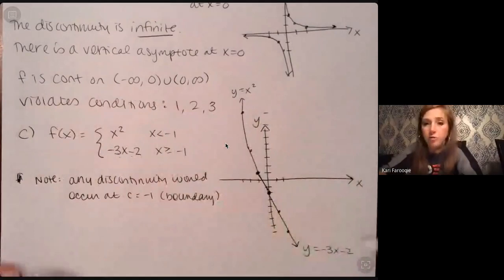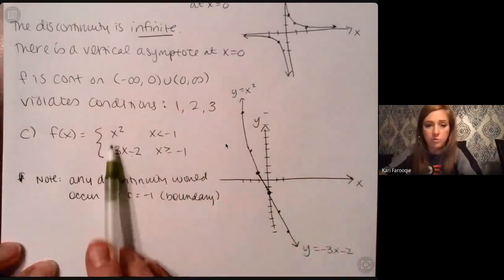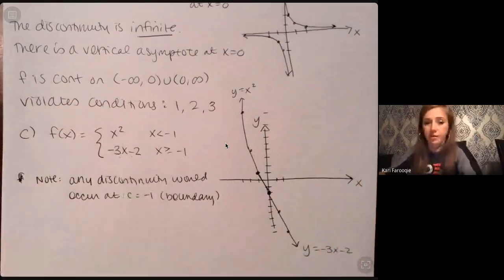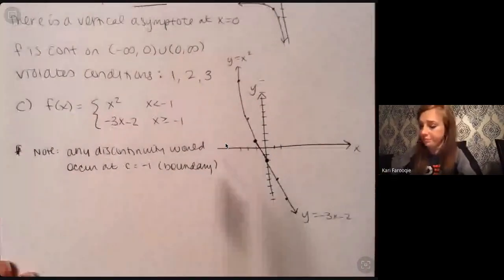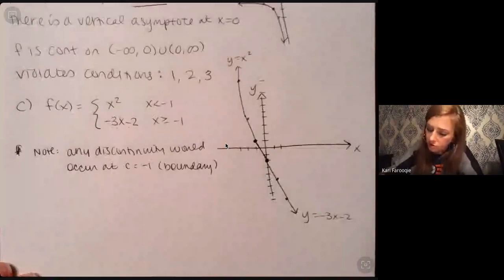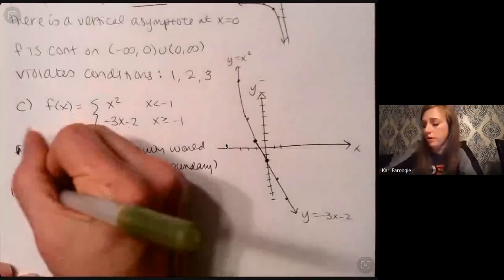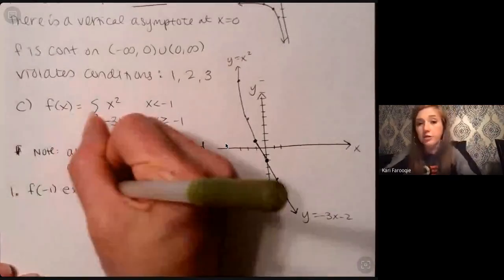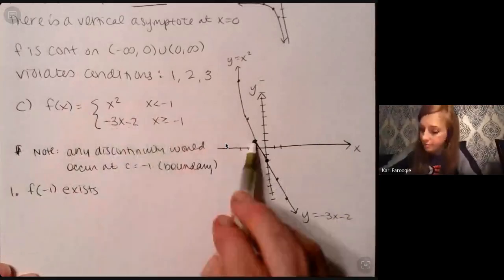X squared is a polynomial, so it's going to be continuous on its domain. And then -3x minus 2 is also a polynomial, continuous on its domain. So if we had a discontinuity, we'd be expecting to find it here. So the conditions for our continuity, well, the first one would be that f of c exists. F of -1 exists. Yes, it does. When x equals -1, we have a value of +1. Check.